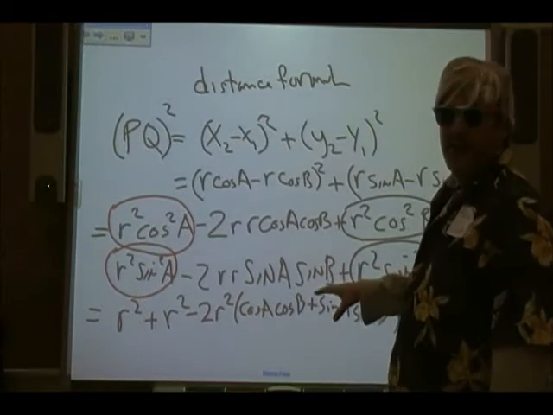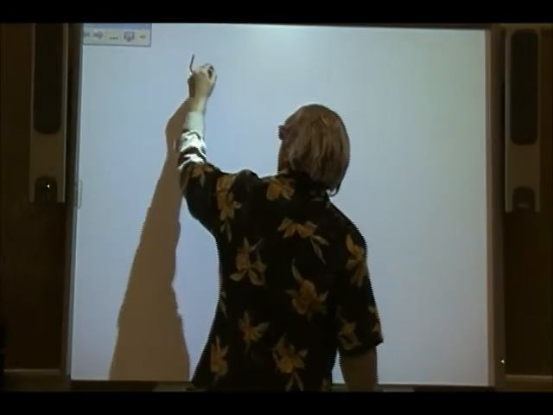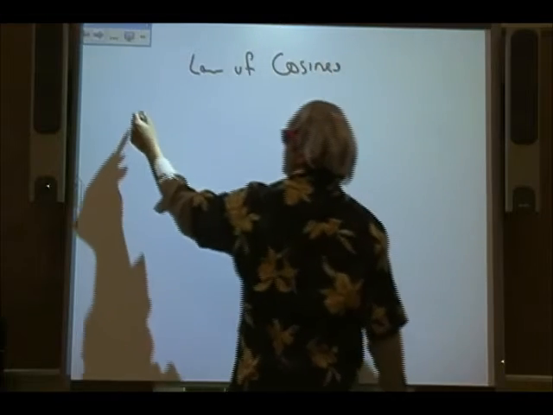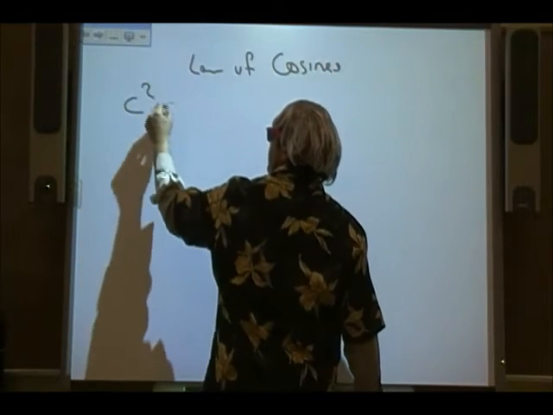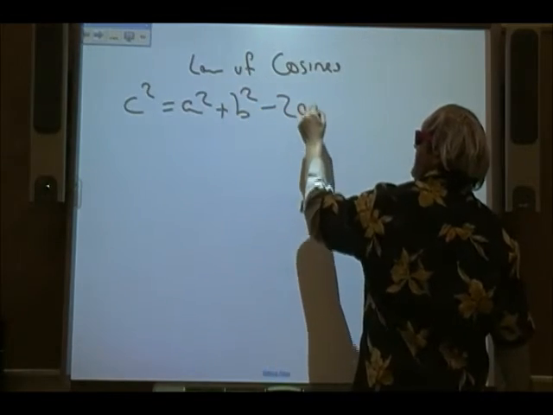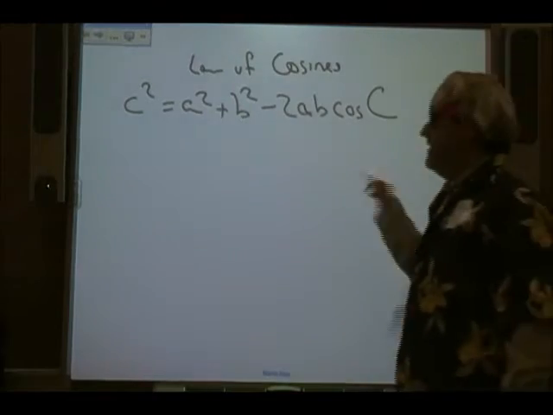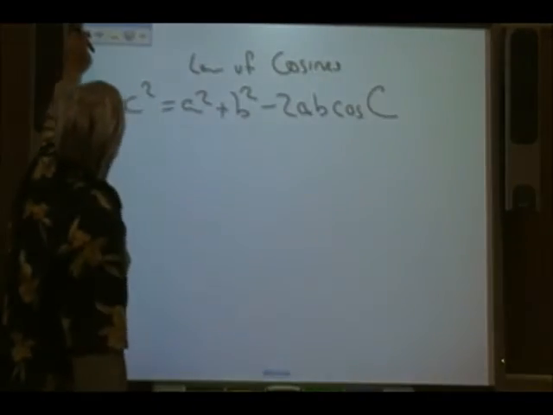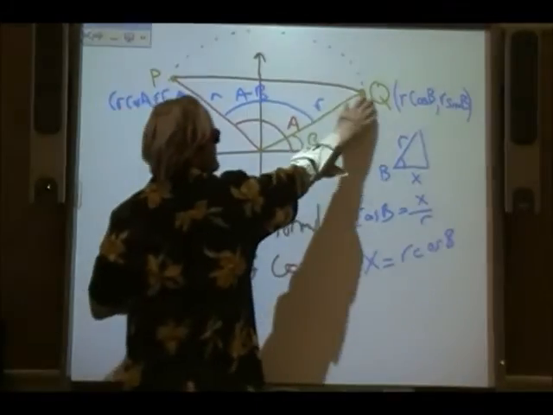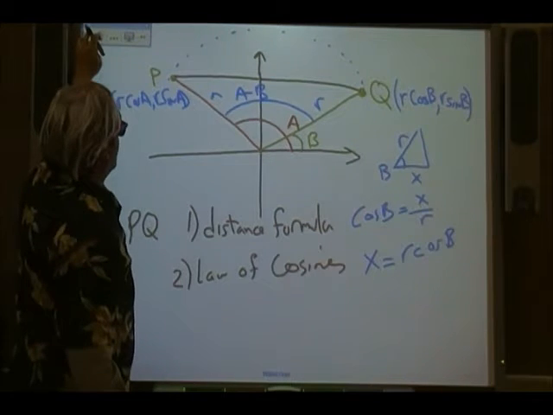Now, let's leave that alone. Let's look at the law of cosines. Law of cosines is basically saying that c squared is a squared plus b squared minus 2ab cosine C. So I'm going to use that with this formula. So I come over here, and now the distance is PQ squared. So that's PQ squared.